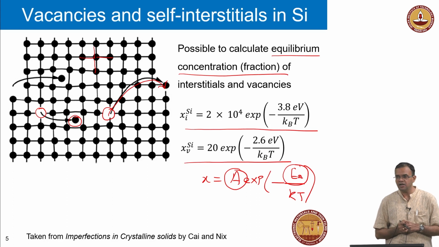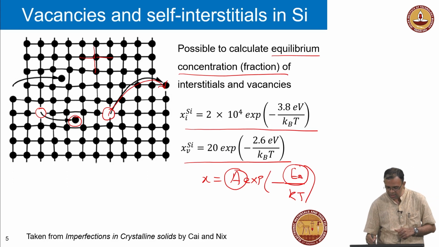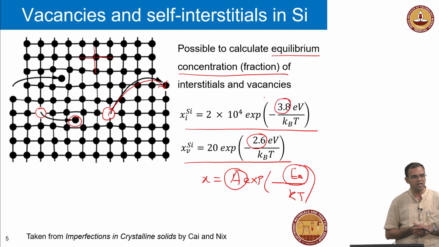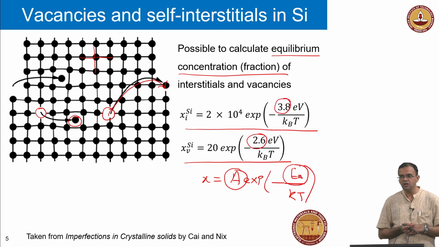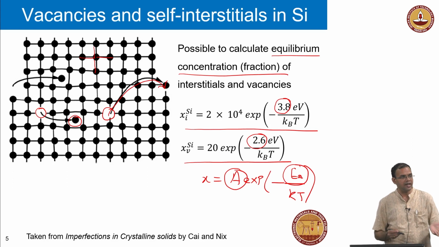The important part I want to highlight is the activation energy. This value is 2.6 electron volts. This value is 3.8. So you can think of the activation energy as how much energy you need to supply to create that particular defect. The lower the activation energy, the easier it is to create the defect.